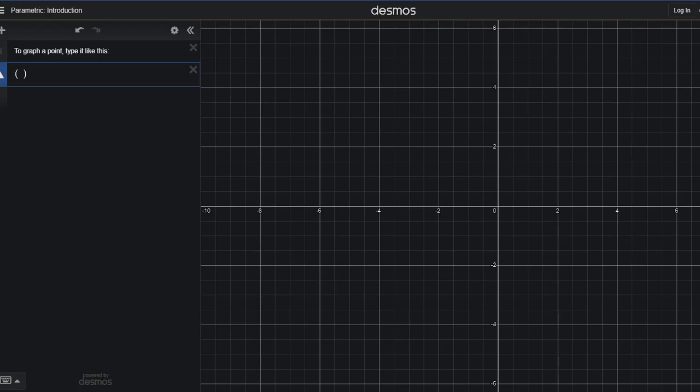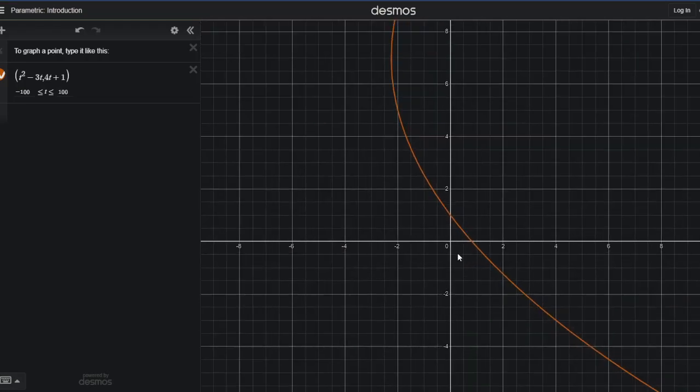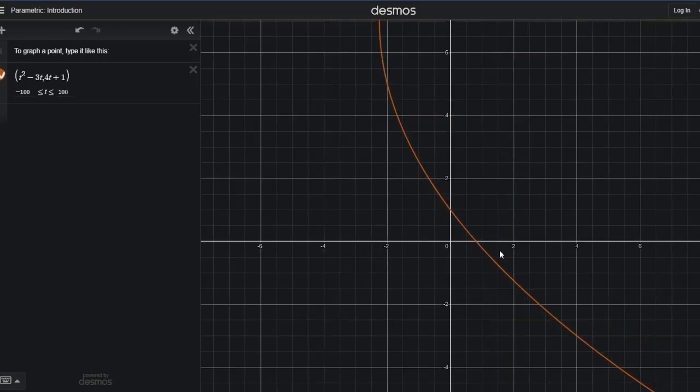Let's see. So we have t squared, or sorry, t squared minus 3t, it should have been. I don't know if it's going to like me using t. Might have to change that. No, it's fine. And then we can do this from -100 to 100. Okay, so we can kind of see what the graph looks like. And that was similar to how our points were shaping up.